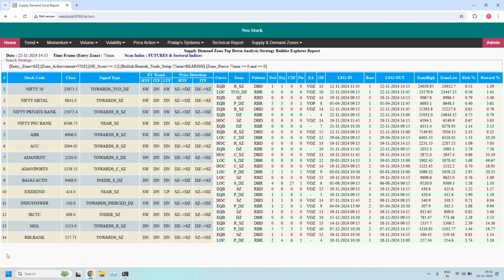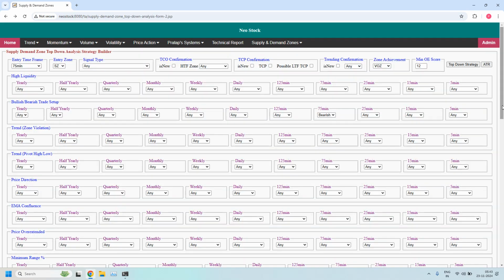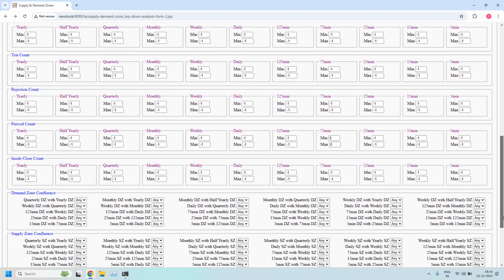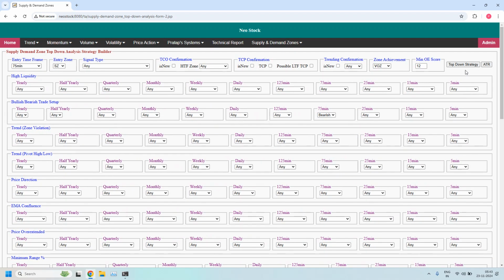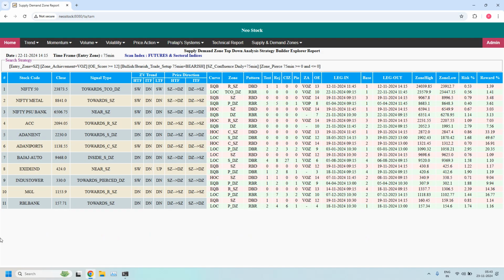In all these 14 75 minute supply zones, there could be some high probability supported zones available. We need to find them based on different combinations. The first filter is LTF and ITF supply zone confluence. That is 75 minutes and daily supply zone confluence. I am enabling that filter. With this filter, we got 11 stocks.